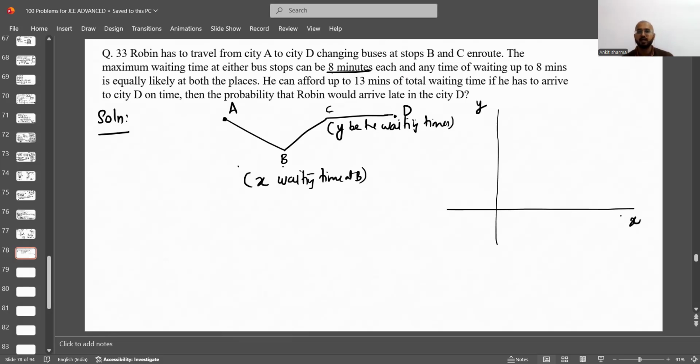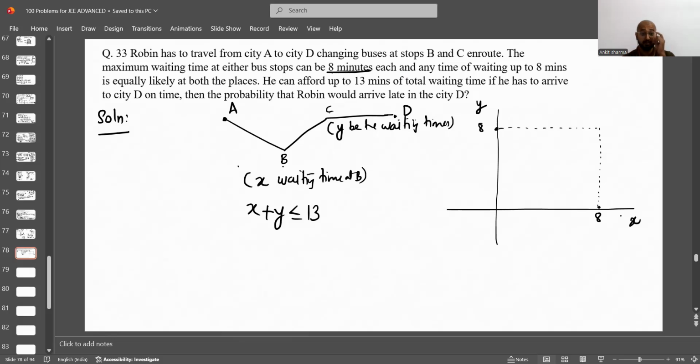Now, if I consider this part, I know that at either of the bus stops, he can wait only up to 8 minutes. That means at B, he can wait only up to 8 minutes, and at C also, he can wait only up to 8 minutes. So I'm going to have a feasible rectangle here. And now the next part is, if he wants to come to city D on time, he can afford only 13 minutes of total waiting time. So the combined waiting time X plus Y should be less than or equal to 13 if he has to be on time.